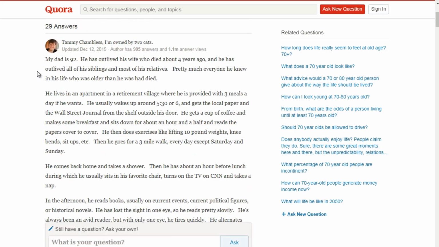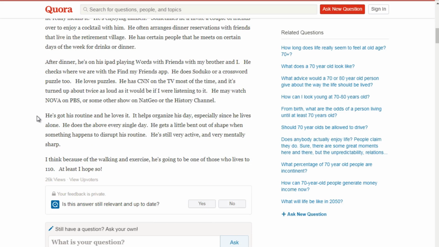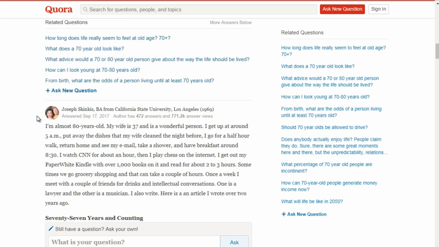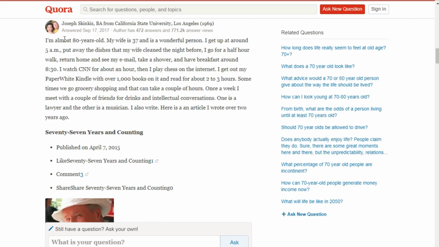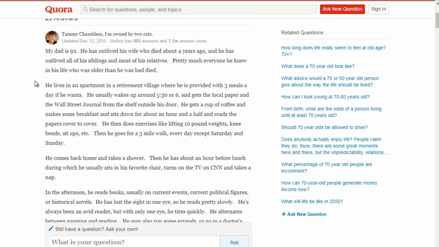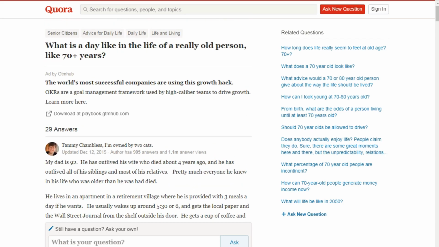So we scroll down, it says my dad is 92, he has outlived his wife who's died, and so on. What I recommend that you do is just read through this and try to get a better understanding of your audience. And not just read one or two or three, but try to read as many as you can, maybe from Quora.com.